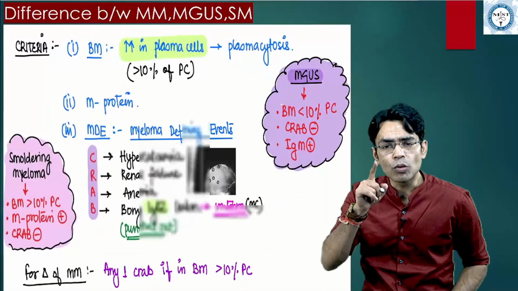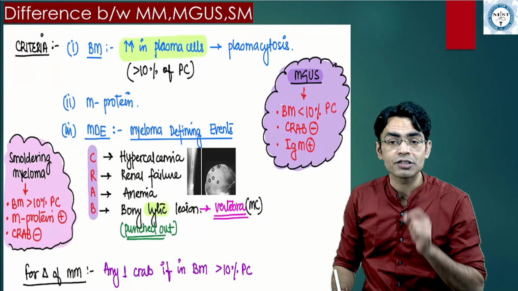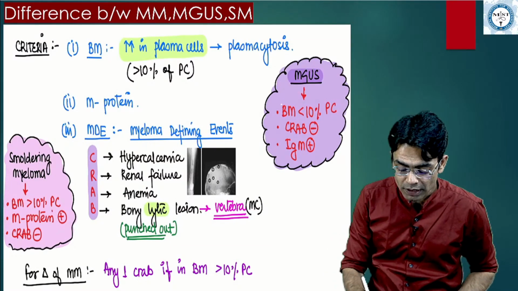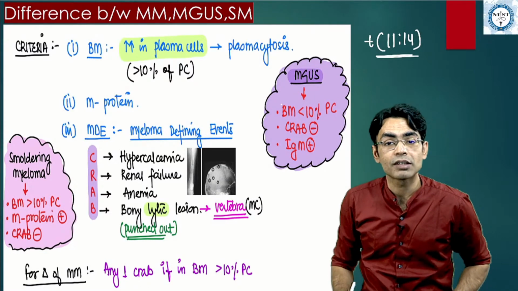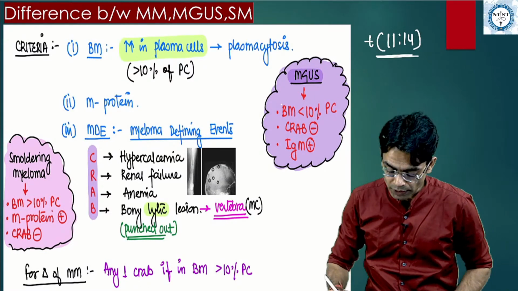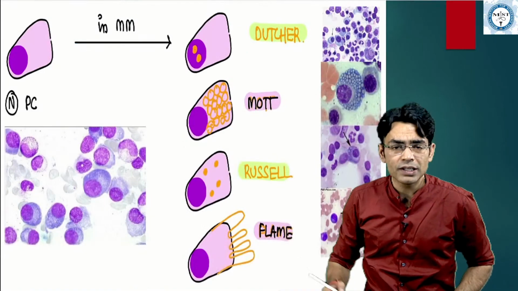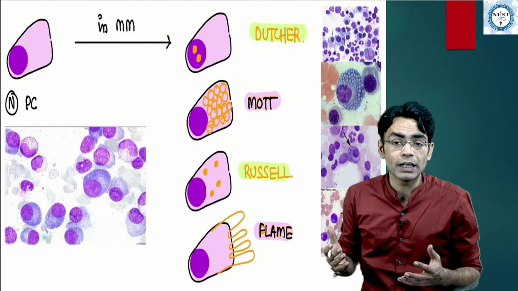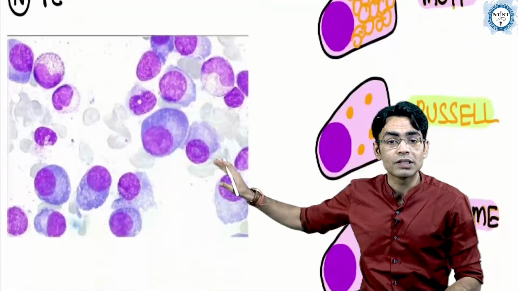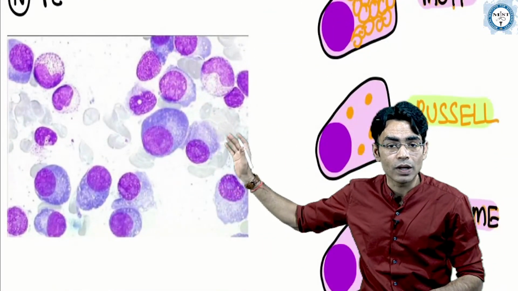Okay, and what is the most important, most common translocation with multiple myeloma? I hope you remember. It's your translocation 11;14. This is the translocation which you have to learn for multiple myeloma. Okay. Then these are the cells which you are getting in multiple myeloma. They might come to you in the image form. So these are plasma cells, eccentric nuclei, one side nuclei.